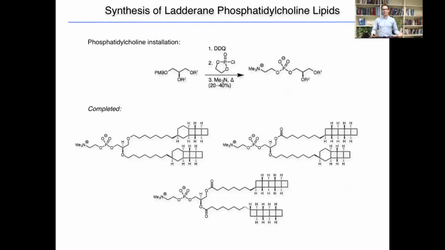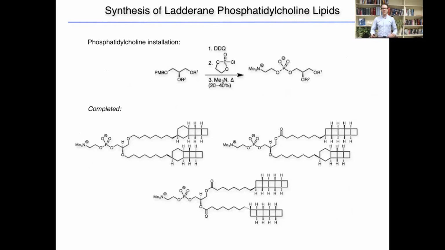Okay. So this is just to sort of summarize the head group installation. So this is known literature chemistry for making phosphatidylcholine. So we have this functionalized glycerol, and then again through literature process, we have another way that we've done this too, which is slightly more efficient. And the phosphatidylcholines, the laterane phosphatidylcholines that we've made so far are on the bottom of this slide. So the top 2 are both naturally occurring. So we made these and we've studied their properties.